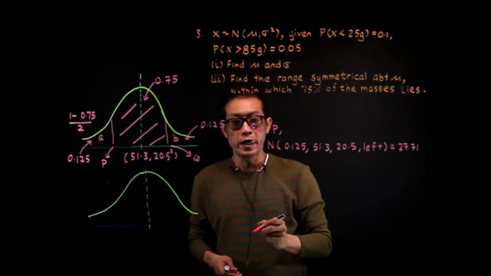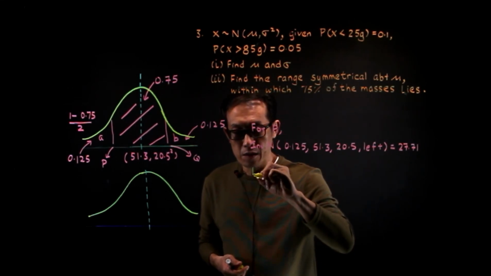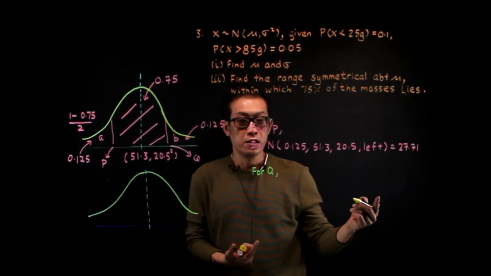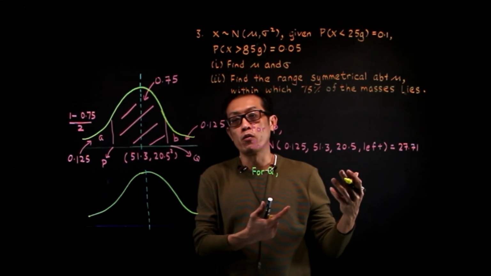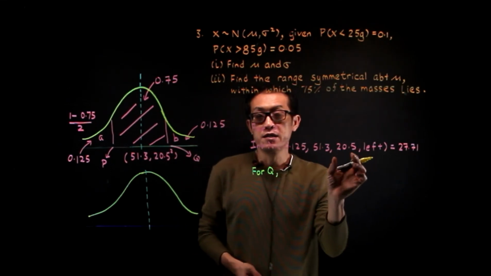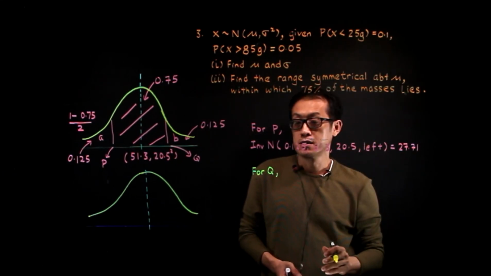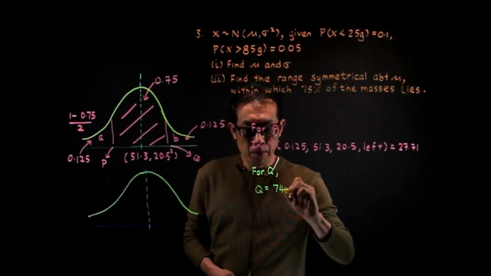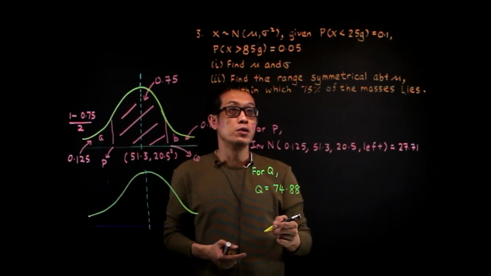Now, what is Q then? So how to find Q? Same thing. For Q, we simply key in the same thing, but instead of left, we put right, because this area is also 0.125. We're talking about the same distribution curve, so the mean and the standard deviation will also be the same, except that instead of left, it will be right. And then you will get the value of Q as 74.88.